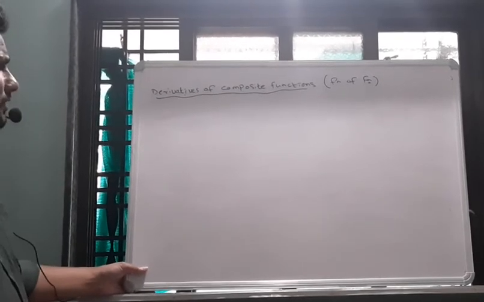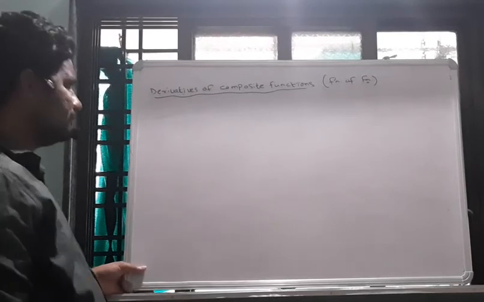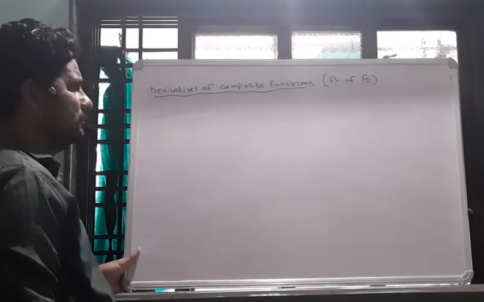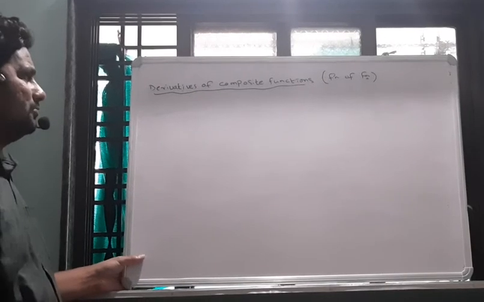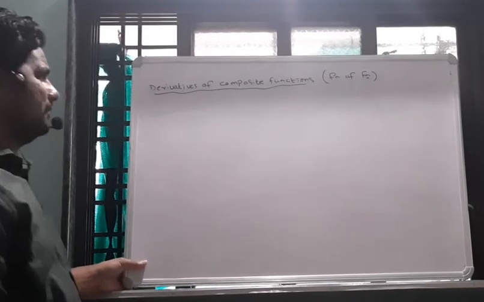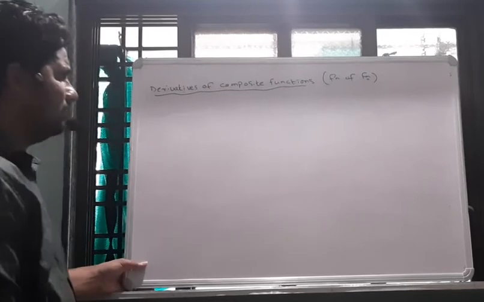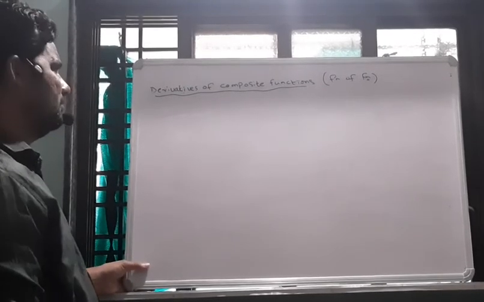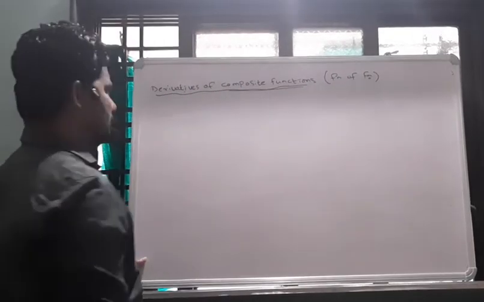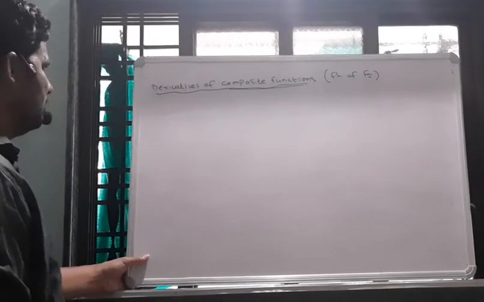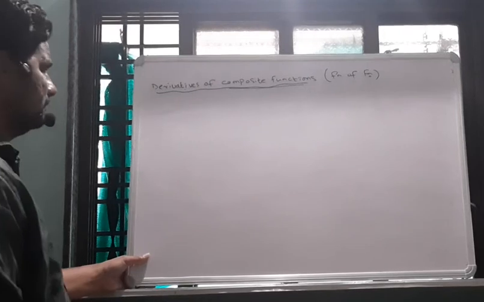So we call velocity a function of time. Similarly, acceleration depends on velocity, and velocity depends on displacement. Displacement depends on the time. Therefore, acceleration is a function of time. So these types of functions are called composite functions. So now, how to find derivatives of composite functions?